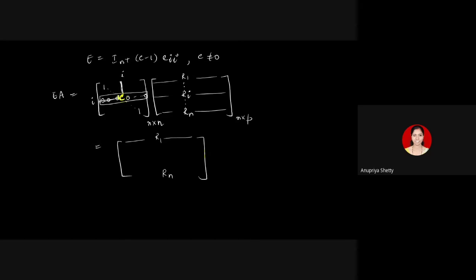EA. Now multiply the ith row with the first column. What will happen? 0 into the first entry, 0 into the second entry, etc. C gets multiplied with the entry from Ri. This entry gets multiplied with C. So whatever entry is there in Ri, that is getting multiplied with C.